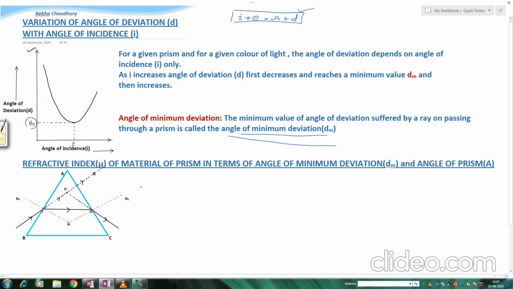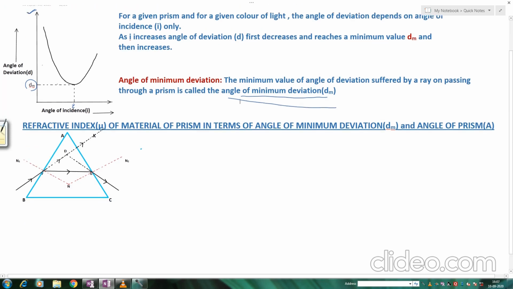Now let us find the equation relating the refractive index of the material of prism, angle of minimum deviation and angle of prism.